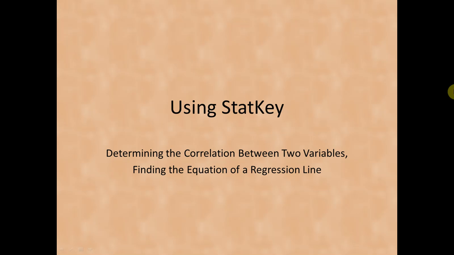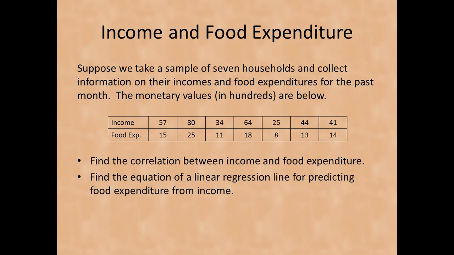If you're going to use StatKey to determine the correlation between two variables or to find the equation of a regression line, the main thing is to get the data entry correct. After you have the data entered, there really isn't anything else to do, so you have to make sure that part's done right. Here's an example we can use as a prop.